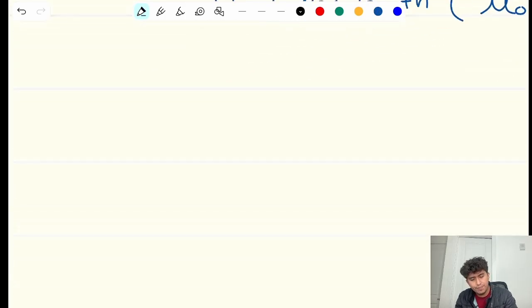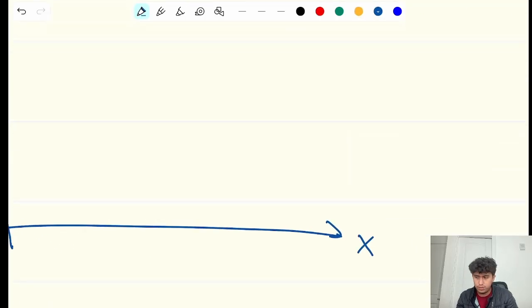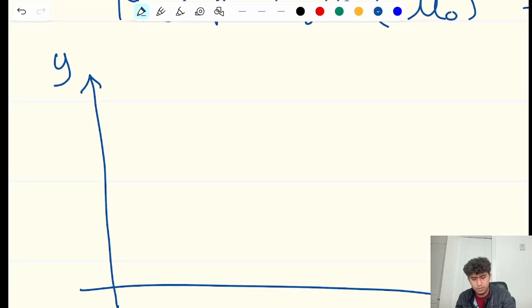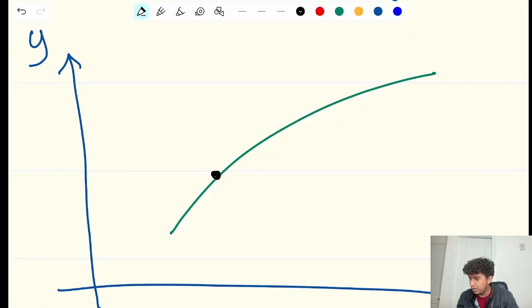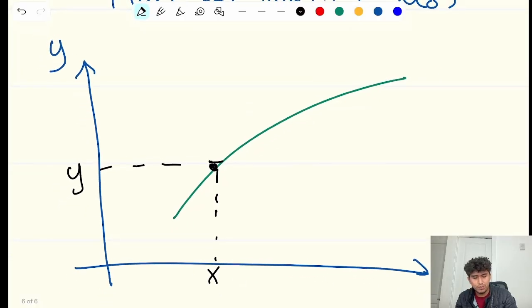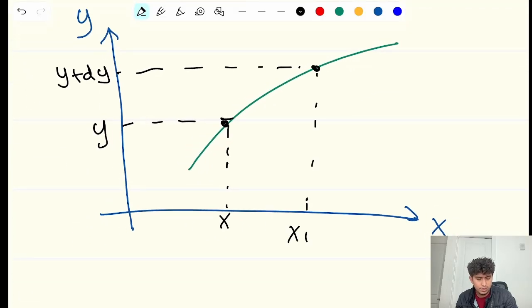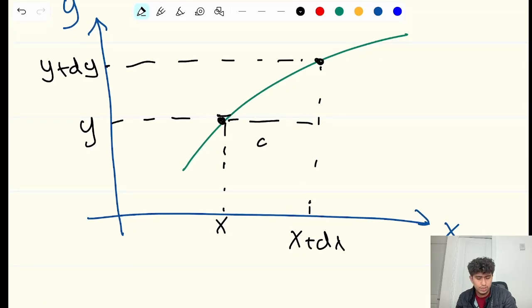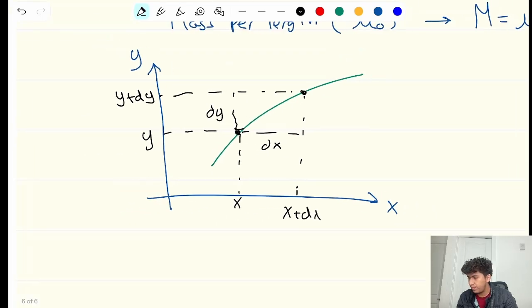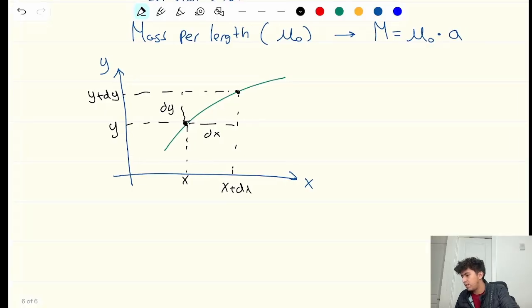Okay. If we want to draw the string, which is going to be important, let's put a string here. I could just copy the graph I have in the notes, but I like to draw. Then we have this small segment of the string that goes from y to y plus dy and x to x plus dx. So this is dx, this is dy.